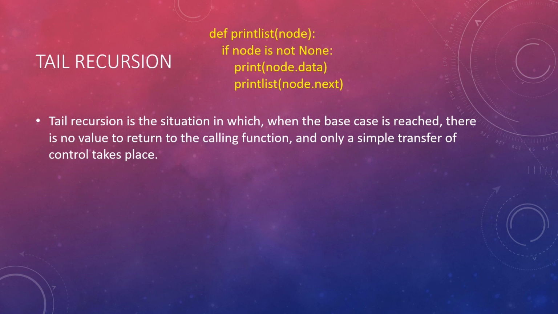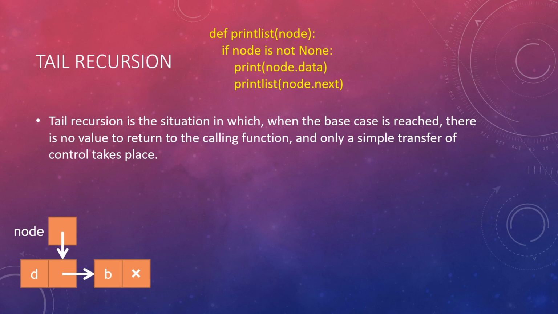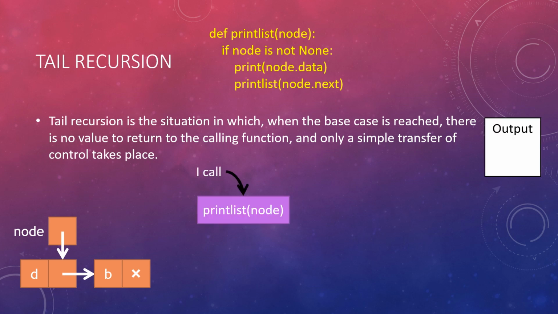Let me show you how this function works. This function is actually working with a linked list. So we have a linked list and one of the nodes in the list is being pointed to by node. This is the argument that we provide to the print list function. I call print list node. So I give the print list function a pointer to the node containing D.